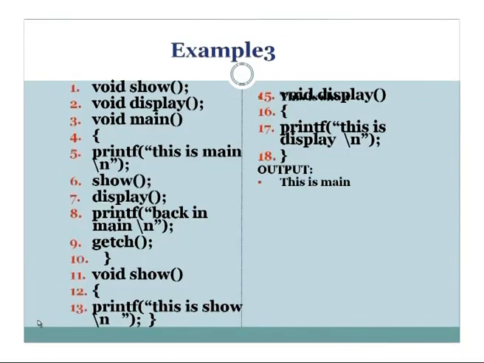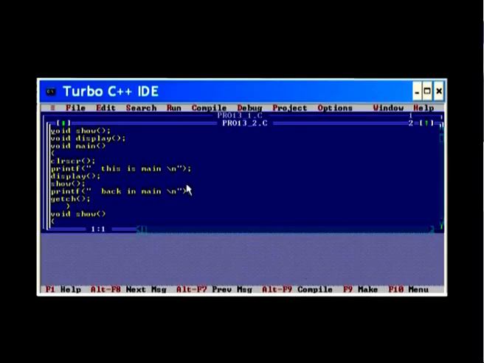Dear students, you should remember that it is not necessary to call functions in the same order in which they are declared. You can call a function in any order. Let's study an example. In this example, we have declared two functions, show and display. You see that here the show function is called first and then the display function is called. We may alter this sequence. Let's observe on the computer screen.